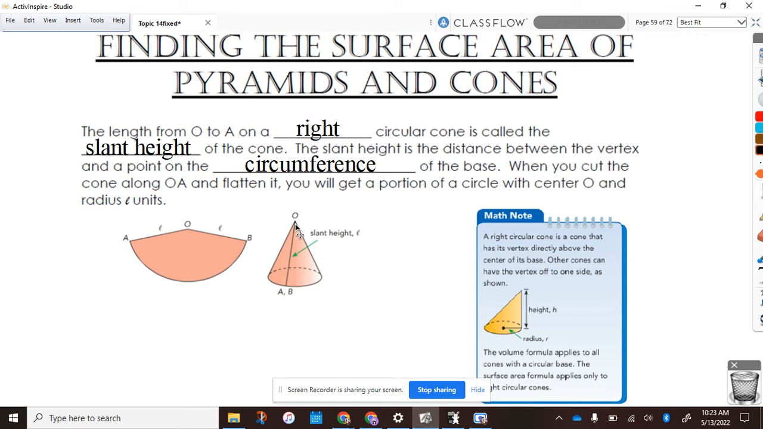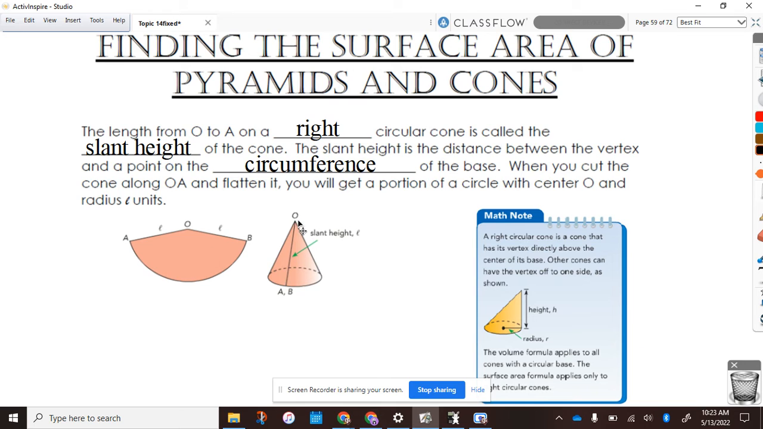Okay, it's the height directly from the vertex at the top straight down to the edge of the circle that makes up the bottom base. Okay, it's down the outside. That's the important part here. Okay, because the slant height is what you use for the surface area.